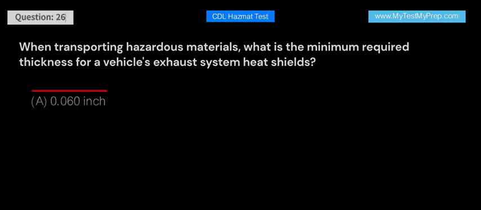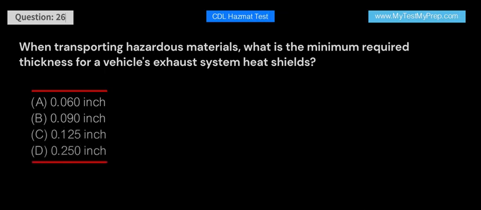When transporting hazardous materials, what is the minimum required thickness for a vehicle's exhaust system heat shields? A. 0.060 inch. B. 0.090 inch. C. 0.125 inch. D. 0.250 inch. Answer: A. The minimum required thickness for a vehicle's exhaust system heat shields when transporting hazardous materials is 0.060 inch. This thickness helps to prevent heat transfer to nearby hazardous materials and reduces the risk of accidents.